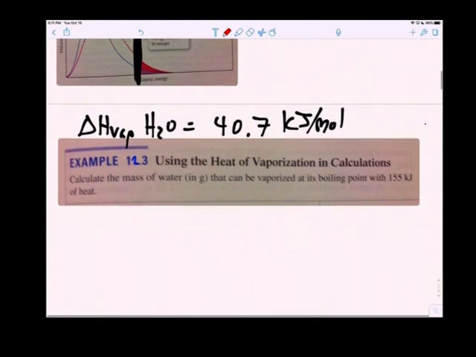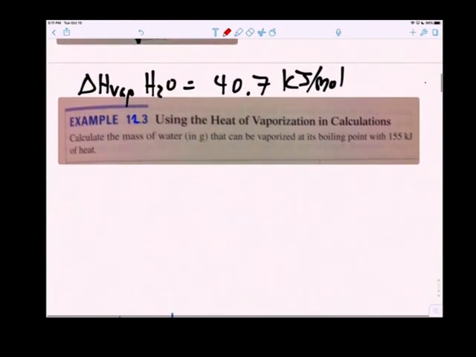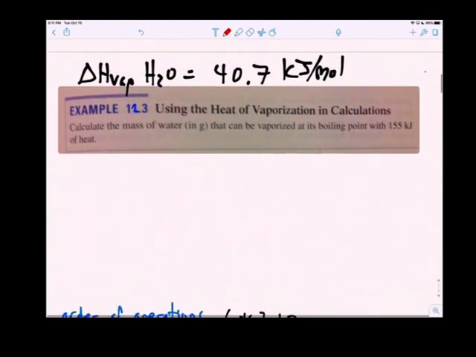Okay, so let's use this energy that it takes to vaporize, the heat of vaporization. For instance, the heat of vaporization of water is 40.7 kilojoules per mole. Calculate the mass of water that can be vaporized at boiling point with 155 kilojoules of heat. I'll go back to blue. I like blue. So this is good old dimensional analysis. You have 155 kilojoules of heat.